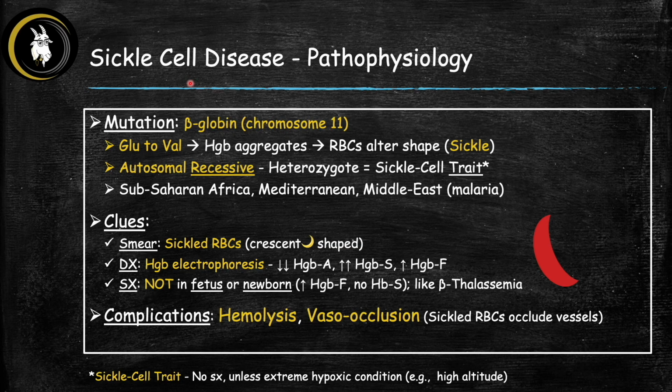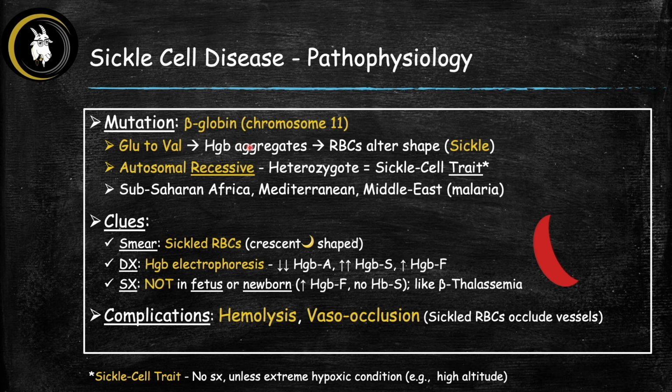Okay, so now let's go through the key features of sickle cell disease. We have a mutation in the beta globin gene, which is on chromosome 11. This causes an amino acid substitution from glutamic acid to valine, which forms hemoglobin S, which polymerizes when it's not bound to oxygen, and this leads to sickling of the red blood cells. This is an autosomal recessive mutation. That means both copies of the genes must be abnormal for the disease to happen.